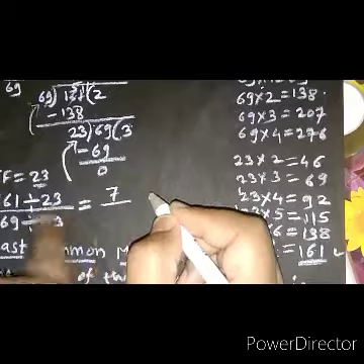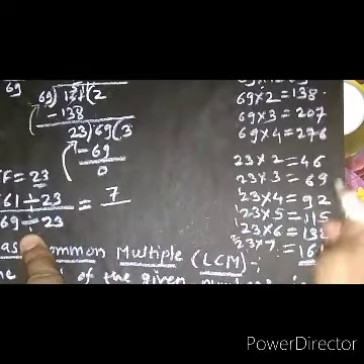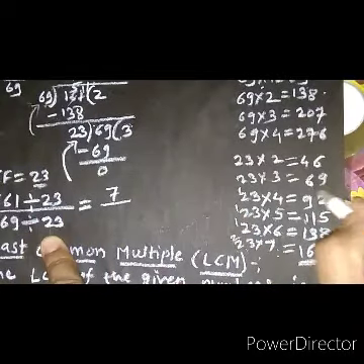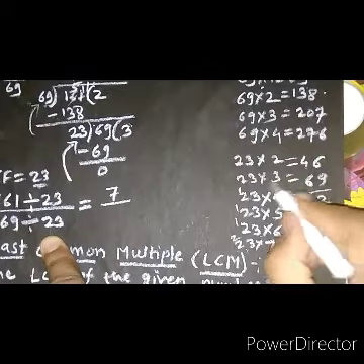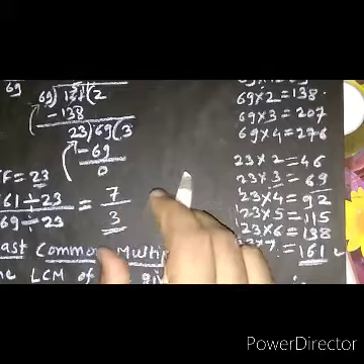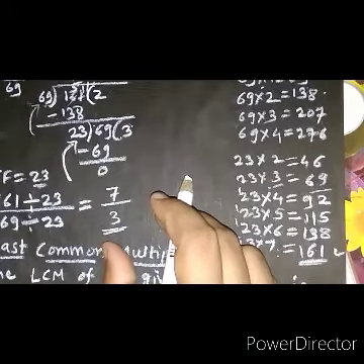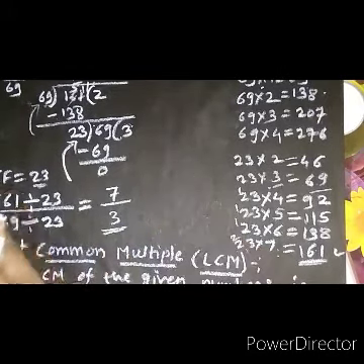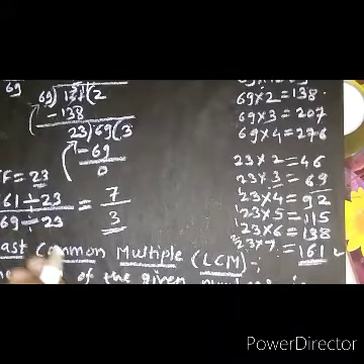So 23 7s are 161, and 69 is divisible by 23. See, 23 3s are 69, so we got 3. So here we got 7 upon 3, that is the simplest form of this 161 upon 69.